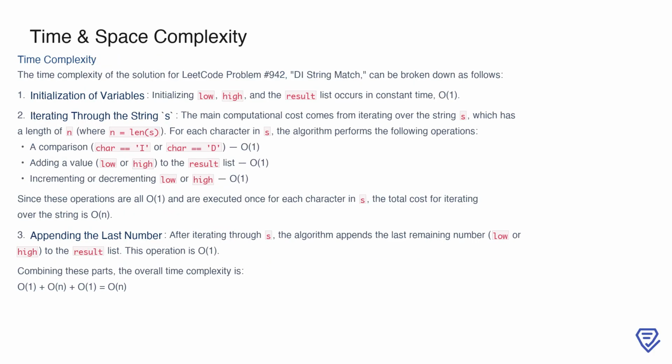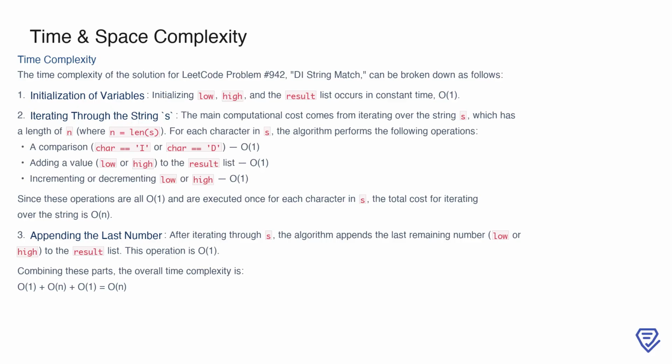The time complexity of the solution is determined by analyzing each step of the algorithm. First, initializing the variables low, high, and the result list only takes constant time, which is O(1). The main computational effort comes from iterating through the string s. Since the string has a length of n, the loop runs n times. For each character, we perform a few operations: comparing the character to I or D, appending a value to the result list, and updating either low or high.